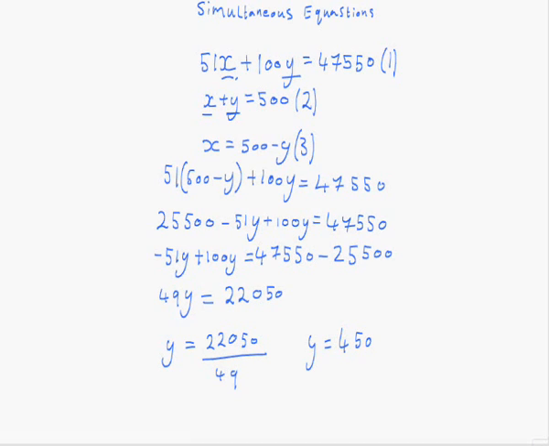Now, in equation 2, we know that x plus y equals 500, and from our rearranged version, equation 3, we know that x is equal to 500 minus y. Now we've got the value of y, so if we substitute the value of y into equation 3, that gives x is equal to 500 minus 450, which is going to leave us with x being equal to 50. So the solutions are y equals 450 and x is equal to 50.